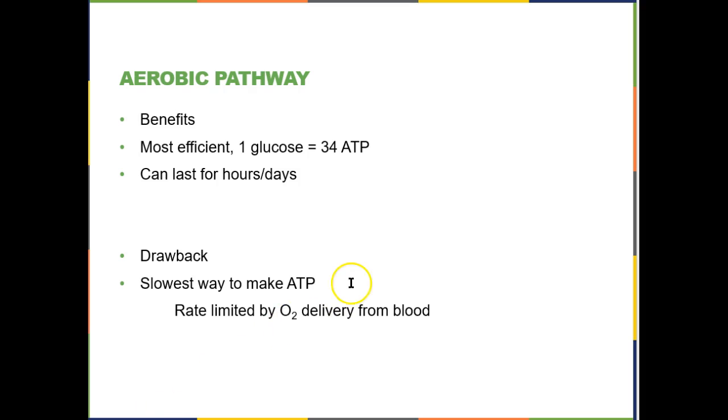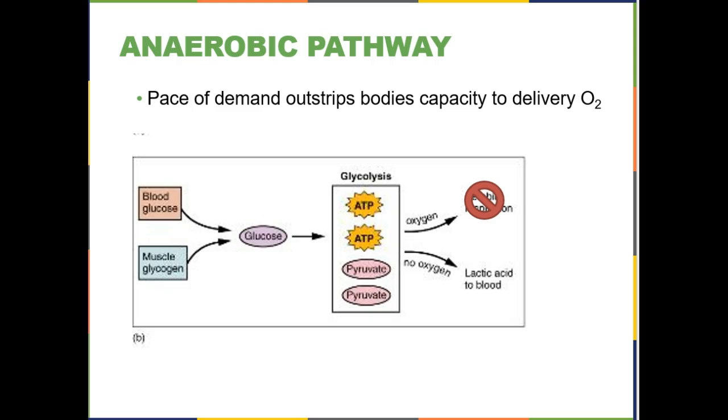The major drawback is that it is rate limited by how quickly your body can deliver oxygen to your muscles. So it is rate limited by blood delivery of oxygen. This makes it the slowest out of the 3 ways that your muscles can use to regenerate their ATP stores. So then you get to your anaerobic pathway.